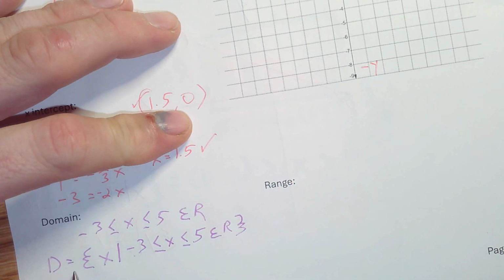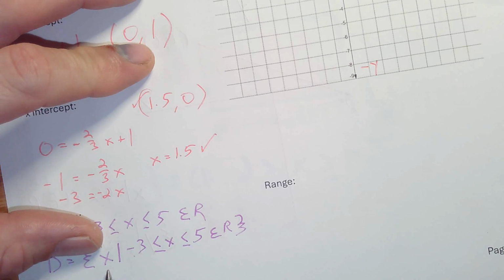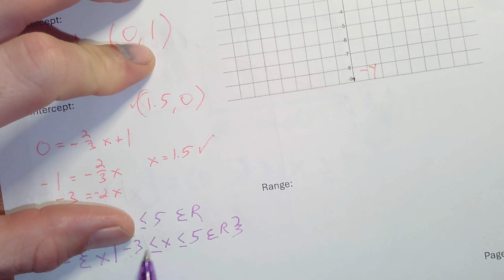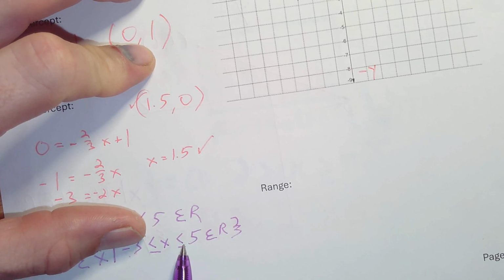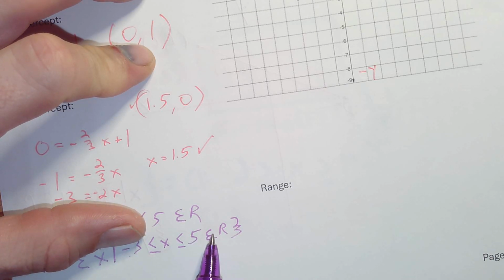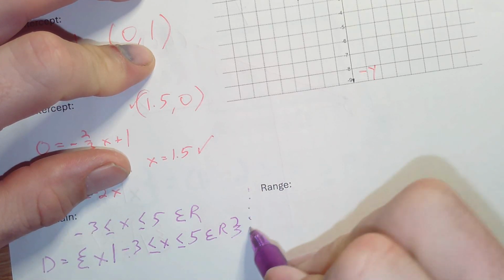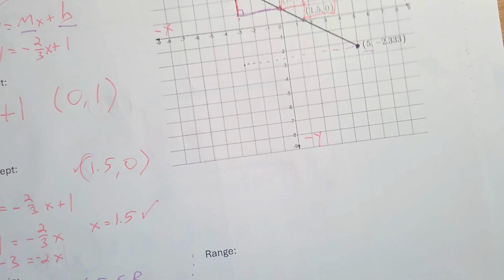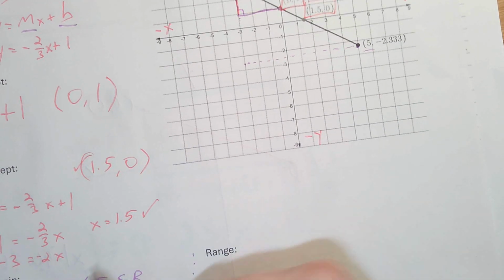So the domain is the set of x such that x is greater than or equal to negative 3, but less than or equal to 5, and is an element of all real numbers. There is our domain. Okay, so now we have to do the range. Oh, sorry, that is the domain.